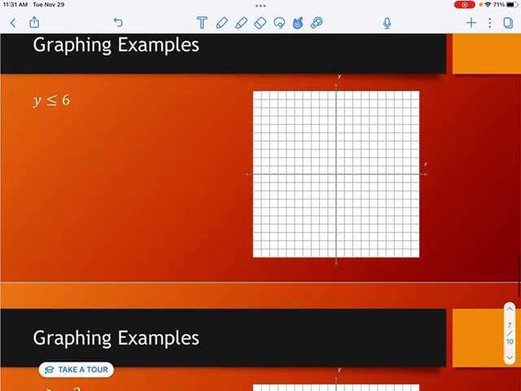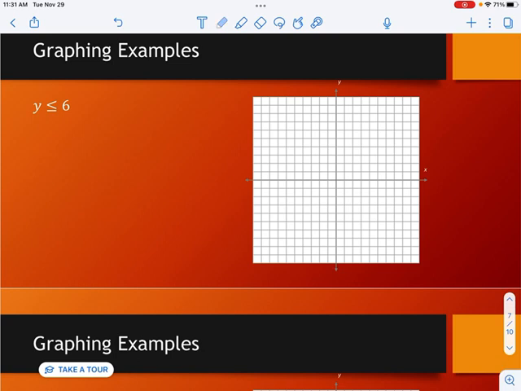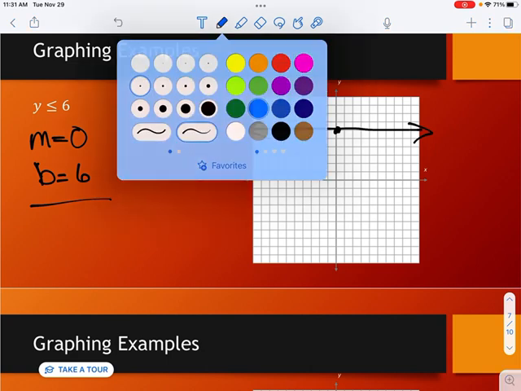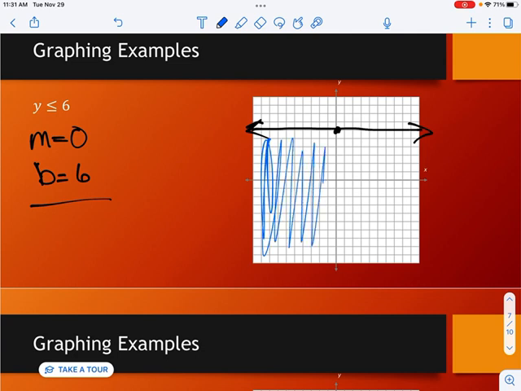Okay, let's try a couple where there are horizontal and vertical lines. So here, remember, y is less than or equal to 6. My slope is 0. My y-intercept is 6. So I come up 1, 2, 3, 4, 5, 6. Then I look, it's going to be a solid line, so it's a horizontal line. And then I look at this and it says y is less than that. So where is y less than that? And that would be below. And that would be my shading.